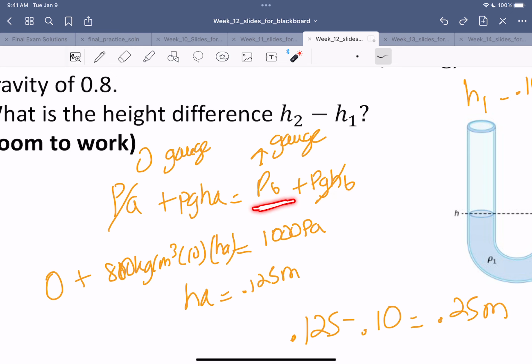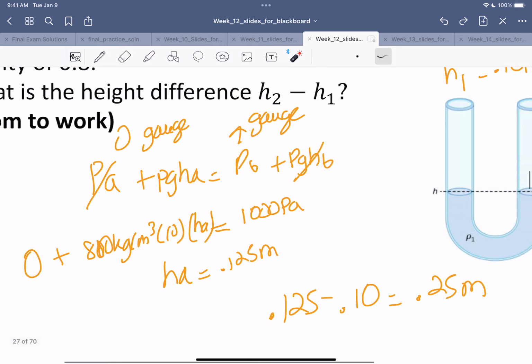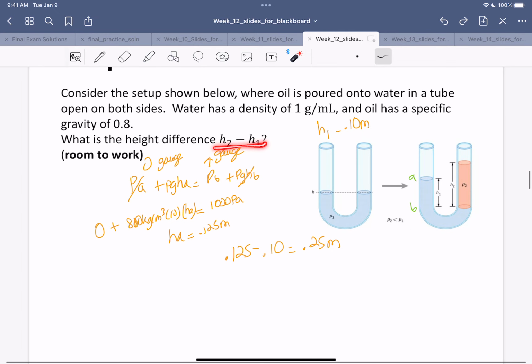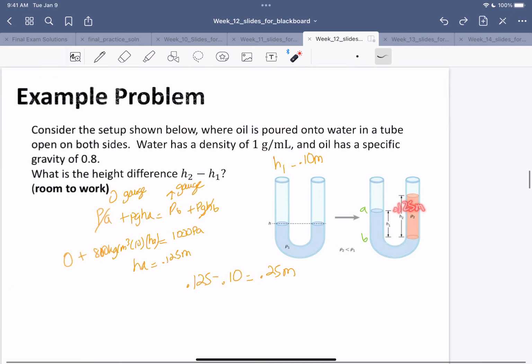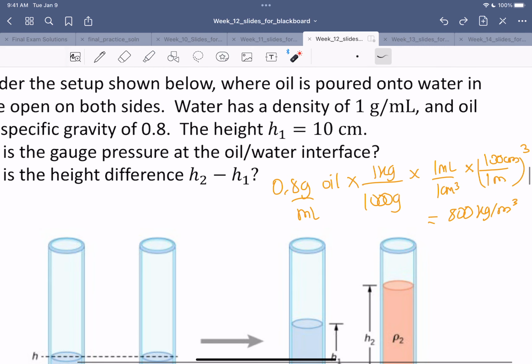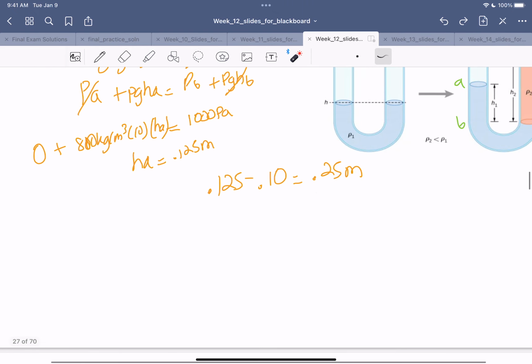So then we're just left with PB is equal to rho g hA, where the density now is not the density of water, it's the density of the oil that we're using, right? So 800 times the gravity times that unknown height is equal to that gauge pressure at the bottom there. And so then we can just solve for the height. And then if they're asking for the height difference, H2 minus H1, well, this H2 is 0.125 meters. And we can subtract H1, which they gave as 10 centimeters or 0.1 meters. So just subtract 0.125 minus 0.1, and that gives you 0.25.